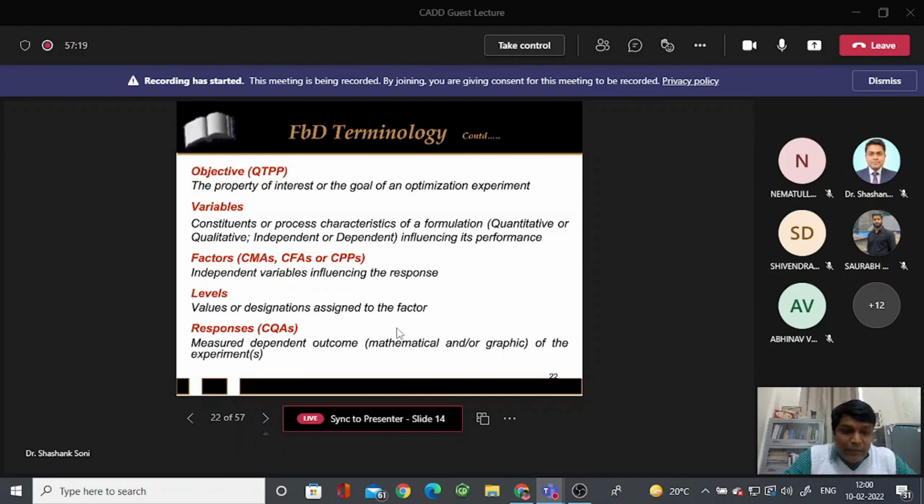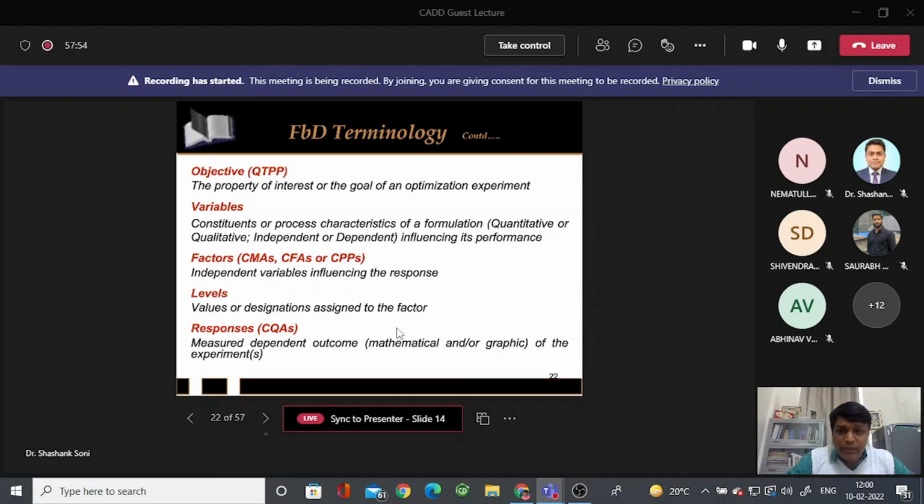Now we should understand the terms. And what I expect from you is that, apart from understanding the terms, you should be able to define these terms also. The first thing is the objective, the idea, your outcome, that is QTPP. The property of interest, or the goal of an optimized experiment. The nature of product, what you want, a safe and effective dosage formulation, that is your QTPP.